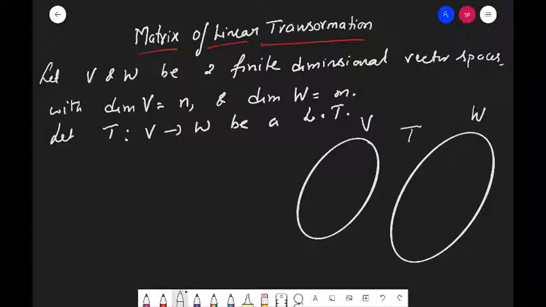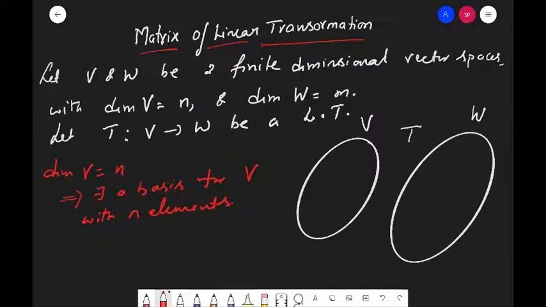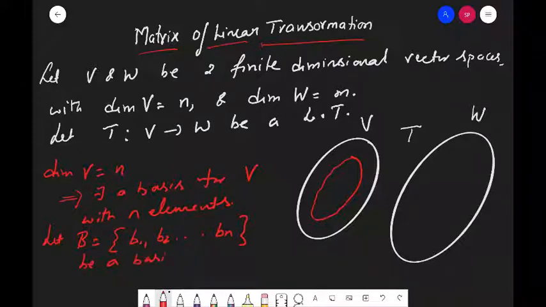Now something else is given here. I have dimension V is equal to n implies there exists a basis for V with n elements. So for that let me take a basis here for V with n elements. So I will take let B is equal to set containing B1, B2 and so on Bn be a basis for V. So I have here B1, B2 and so on Bn elements.